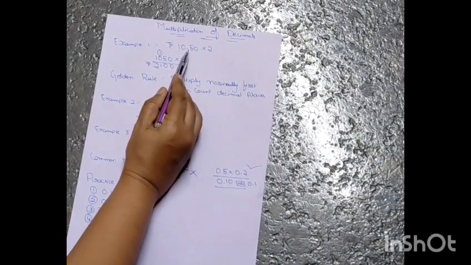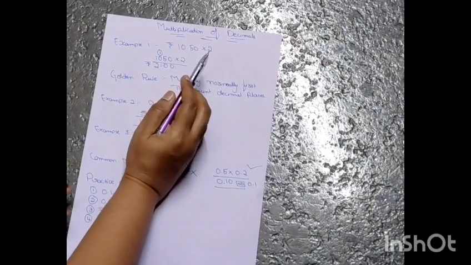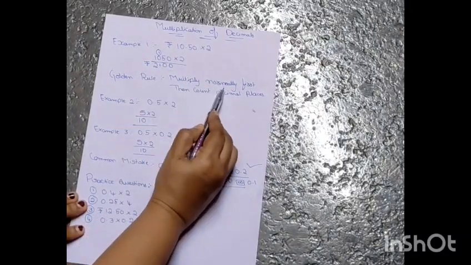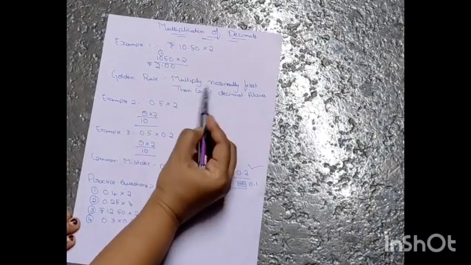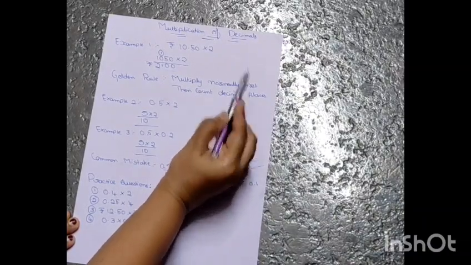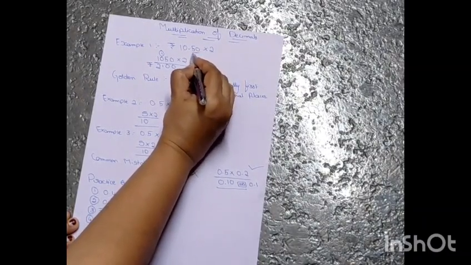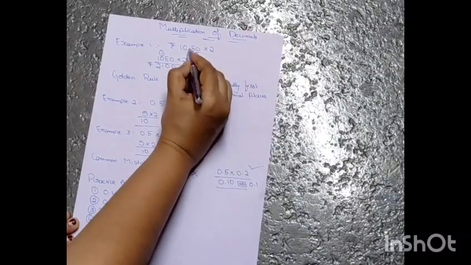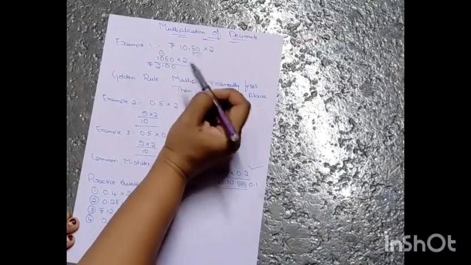But we are doing decimals. What do we have to do in multiplication of decimals? There is one golden rule. Multiply normally first, as we have done. Then count the decimal places. After the decimal point, how many digits do we have here? 1, 2. Yes, students? After this point, we have 2 digits. So we have 2 decimal places.